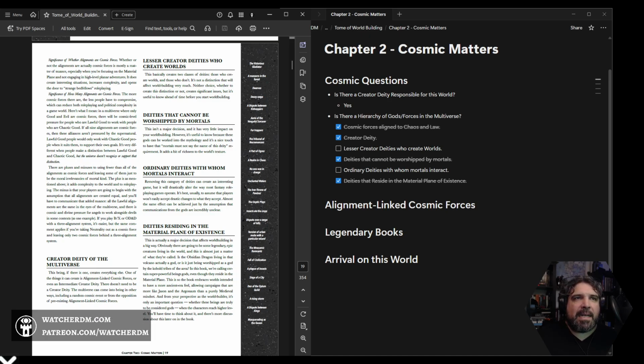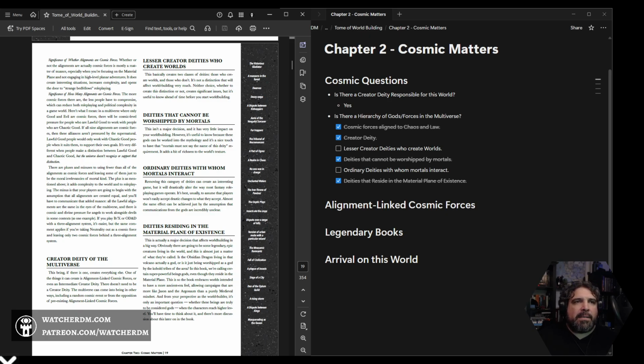Deities residing in the material plane of existence. This is actually a major decision that affects world building in a big way. Obviously, there are going to be some legendary epic creatures living in the world, and this is almost just a matter of what they're called. That's interesting. I like that. Is the obsidian dragon living in that volcano actually a god? Or is it just being worshipped as a god by the kobold tribes of the area? In this book, we're calling certain super powerful beings gods, even though they reside in the material plane. This is so the book embraces worlds intended to have a more ancient era feel. This is what I want.